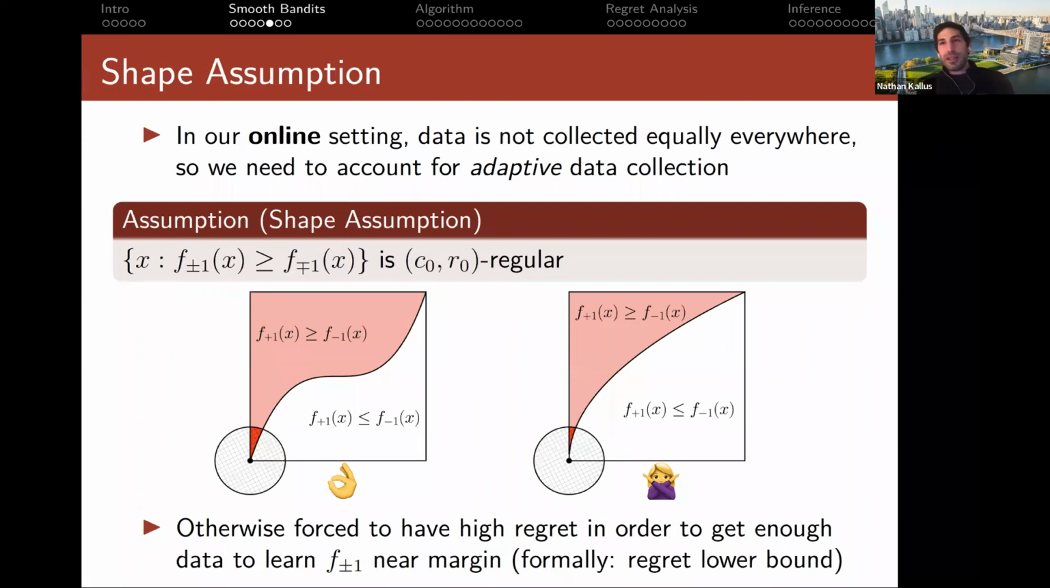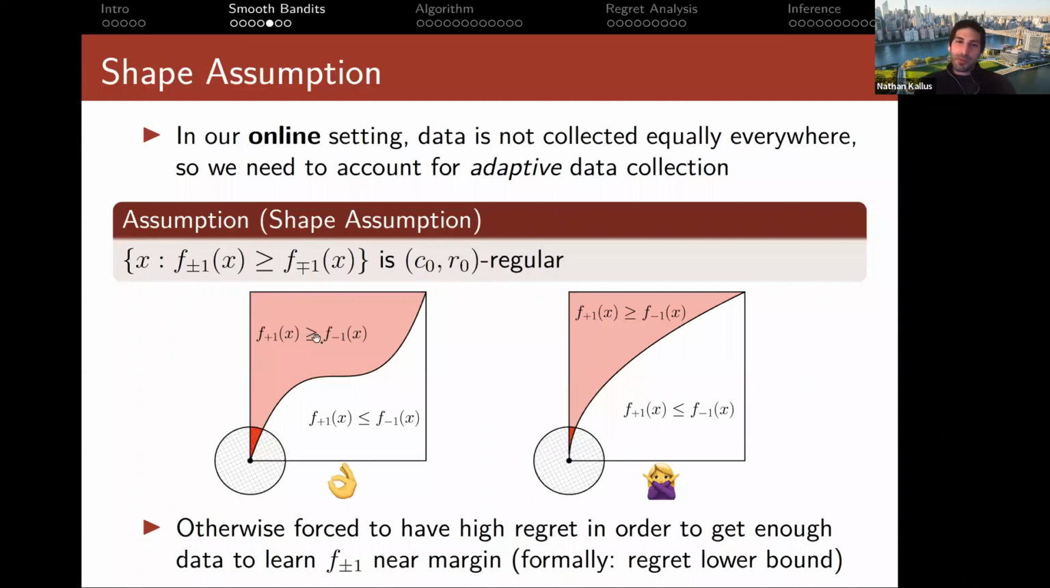So here we're going to need a slightly different assumption. We're going to need that the set where arm +1 is admissible with respect to the optimal policy is regular, and the same is true for the set where arm -1 is admissible. So think about this setting where the support of X is this box, and here this is the decision boundary where on the upper left, arm +1 is admissible, and on the lower right, arm -1 is admissible. So why do we need this pink set to be regular?